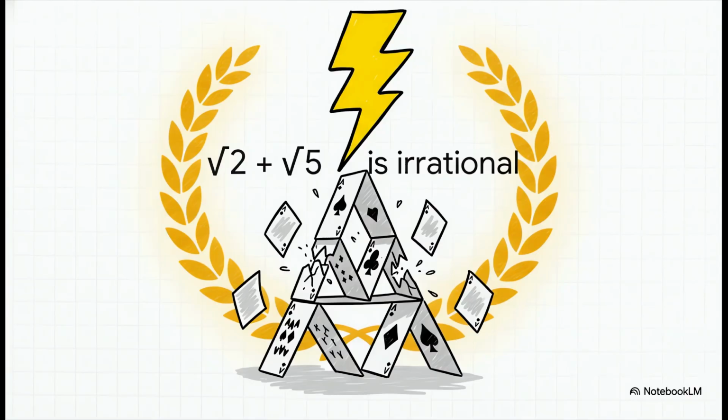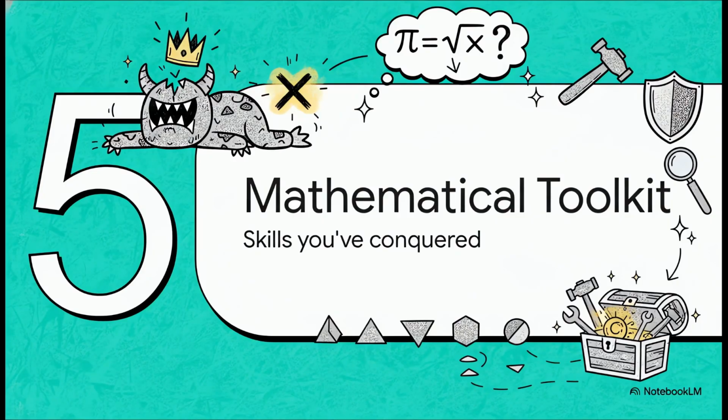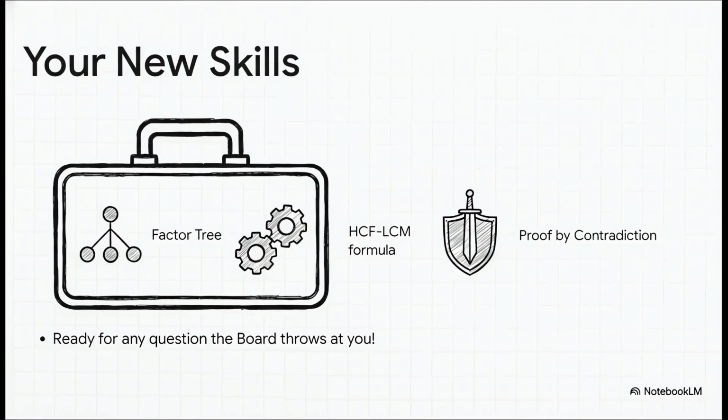Boss battle complete. So, hey, let's just take a quick second to appreciate what we've all accomplished here. With that final problem solved, you've pretty much conquered the biggest ideas in this chapter on real numbers. Let's take a look at the new tools you've added to your mathematical toolkit. I mean, think about it. You've totally mastered the factor tree for breaking down numbers, you've learned that super important HCF LCM formula, and now you know how to prove a number is irrational using this awesome proof by contradiction method. Seriously, you are ready for pretty much any question on this topic they can throw at you.